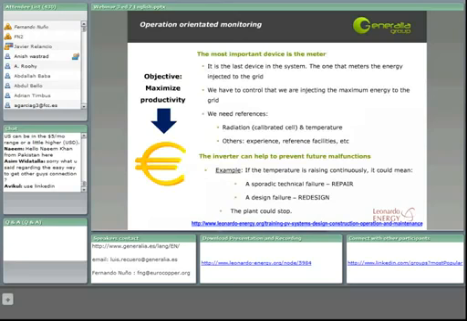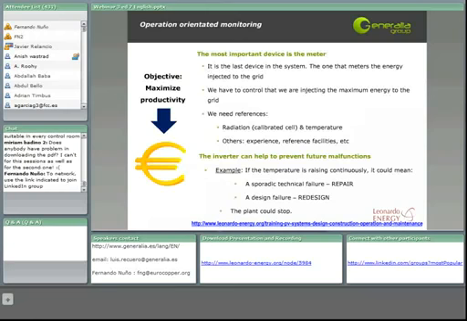We have to know that the main objective of our monitoring system might be to optimize the productivity of our solar PV facility. So, for us, the most important device will be the meter. Why? Because it is the last device in the system. It is the device that meters all the energy that is produced and injected to the grid. So, if we control that we are injecting the maximum energy to the grid, we will have the maximum performance from our solar PV facilities.